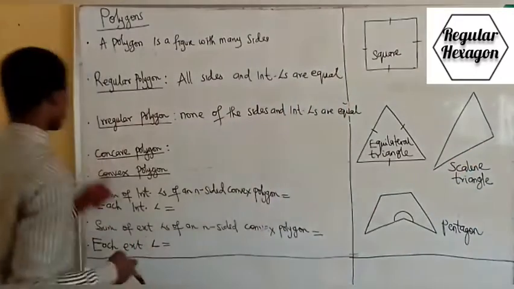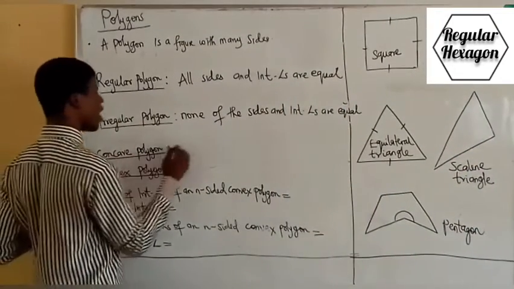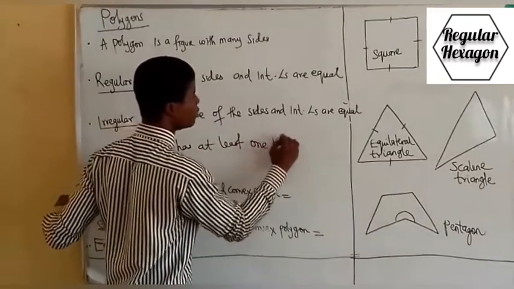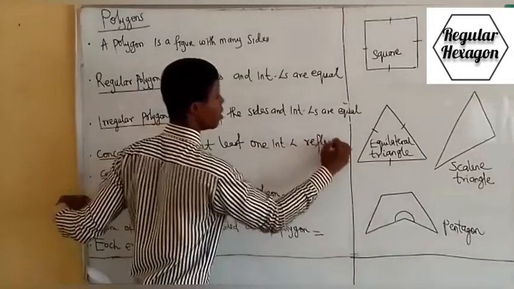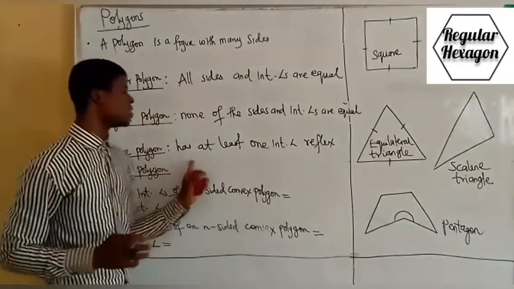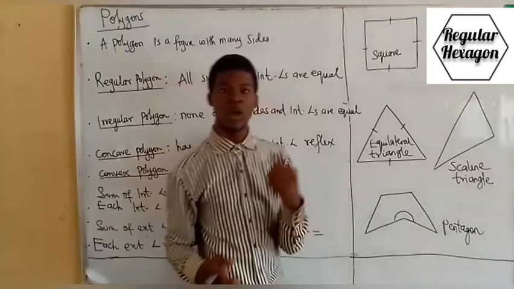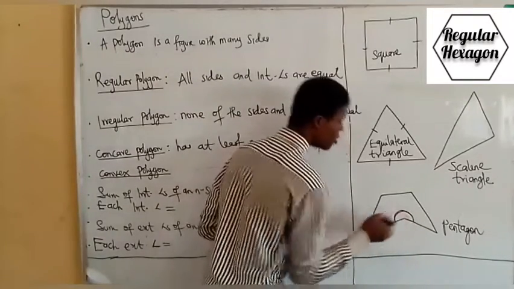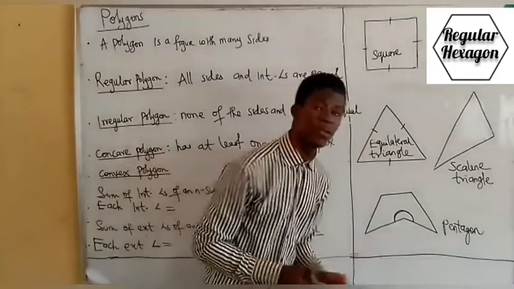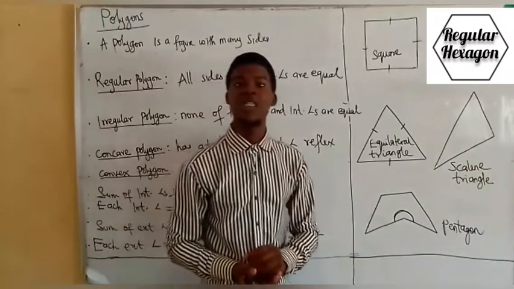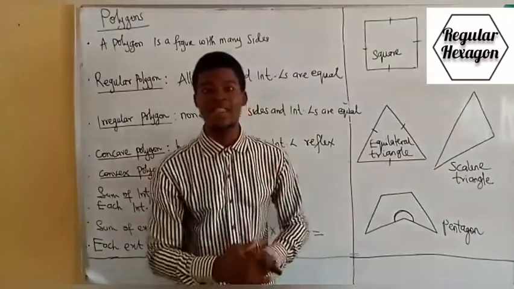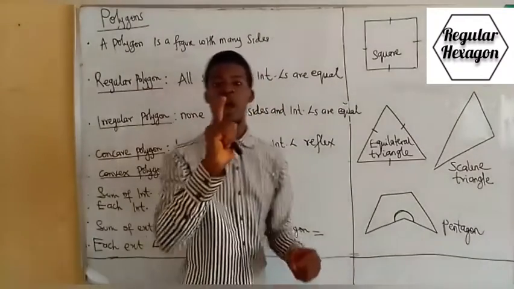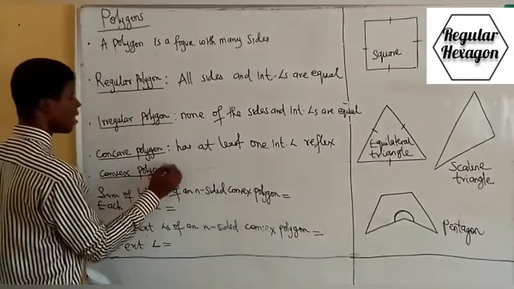Now let's go. A concave polygon has at least one interior angle reflex. Now look at this pentagon. This angle here at this interior is reflex. It is greater than 180. A reflex angle is an angle that is greater than 180 degrees but less than 360 degrees. So for a concave polygon, at least one of the interior angles is reflex.